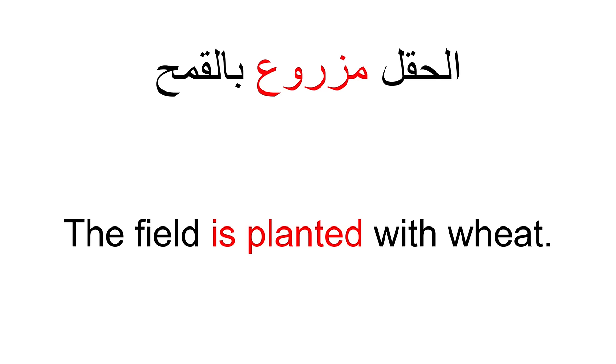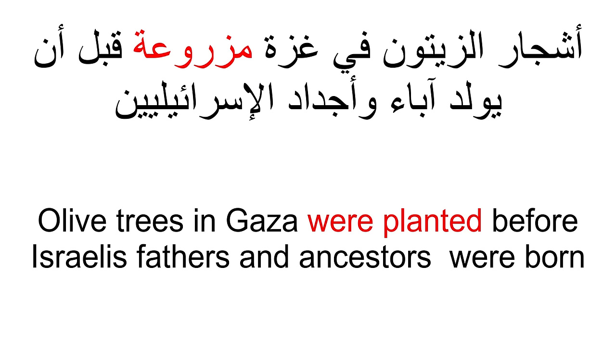Final verb, مزروعة. We say هي مزروعة. مزروعة is the passive form of the verb زرع, which means to plant or to cultivate. So مزروعة means were planted or were cultivated. Example, الحقل مزروع بالقمح. Another example, أشجار الزيتون في غزة مزروعة قبل أن يولد آباء وأجداد الإسرائيليين.